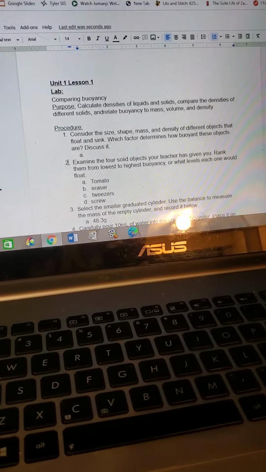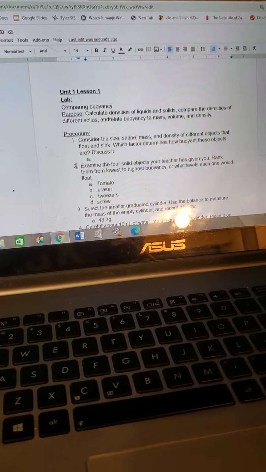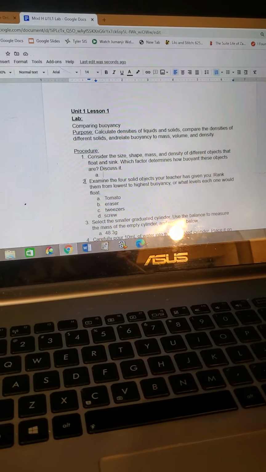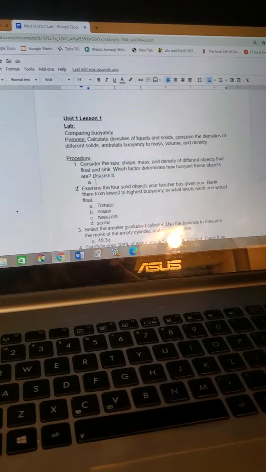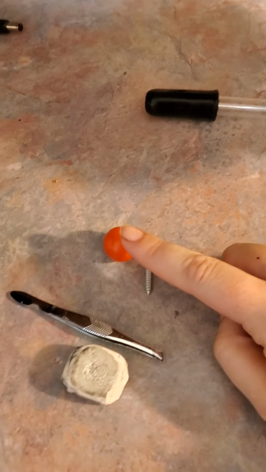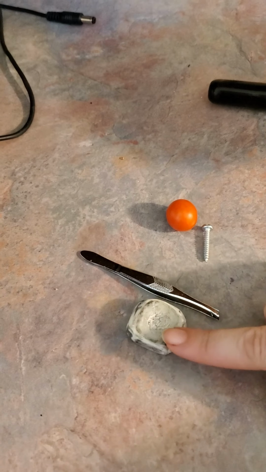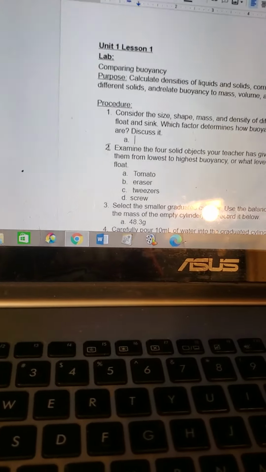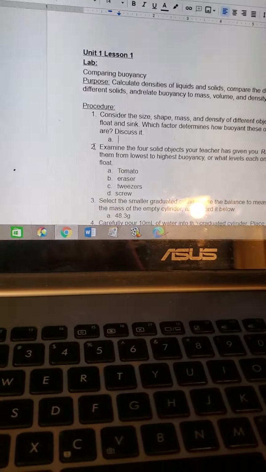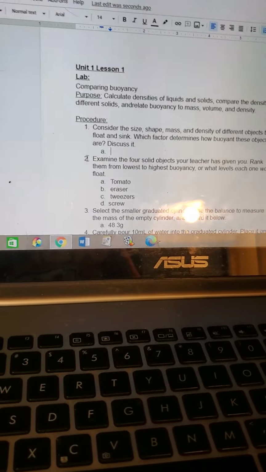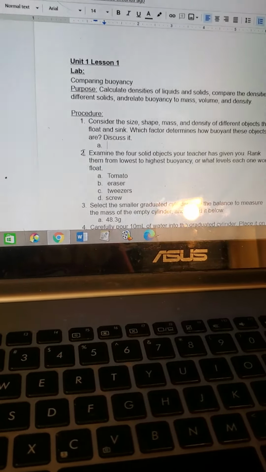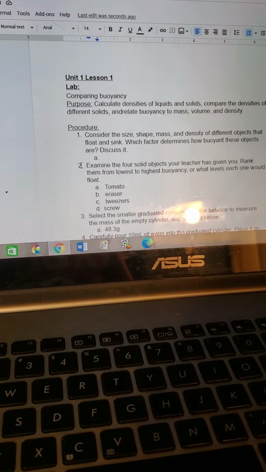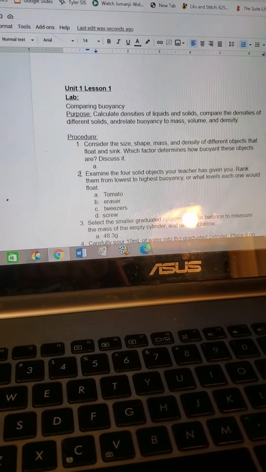Alrighty, and then you're going to examine the 4 solid objects your teacher has given you, rank them from lowest to highest buoyancy, or with what levels each one would float. So, I have a tomato, I have a screw, I have tweezers, and I have an eraser. So, for me, I think the tomato would float the best, and the screw would be the most likely to sink. And so that's what I think. You can switch it up. It doesn't have to be what I put. I'm going to go ahead and give you 10 seconds to answer that.